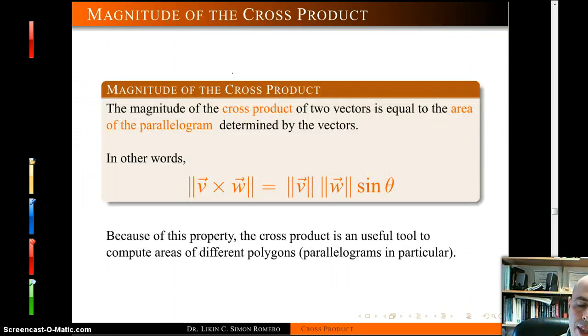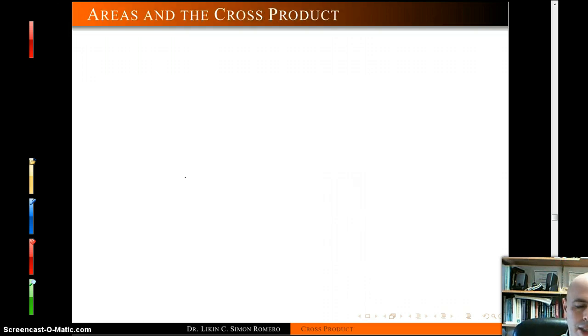Remember that we said that one of the properties of the cross product is that the magnitude of the cross product is the area of the parallelogram. If you want to know why the magnitude of the cross product happens to be the area of the parallelogram, because remember, we defined the cross product in a different way with components and determinants, you will see that in our next activity: areas and the cross product.